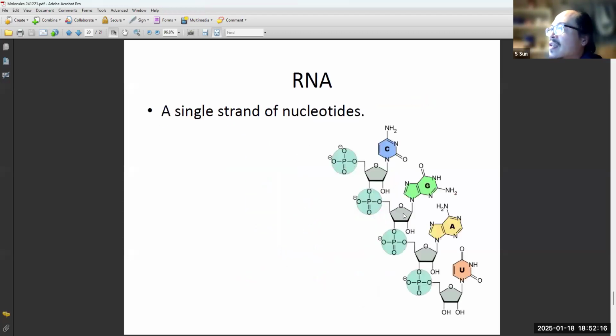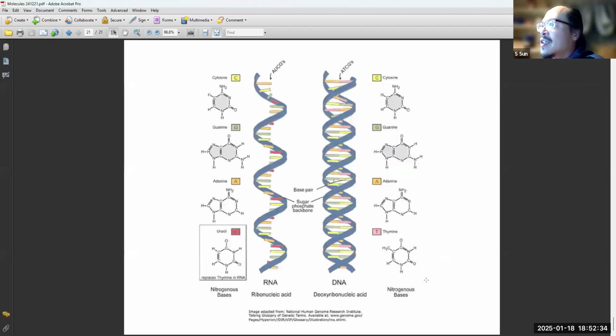This is the RNA. Again, you have nucleotides, nucleotides, nucleotides. You don't have two strings, you only have a single string. So that's the difference between DNA and RNA. Here is a summary of the difference between DNA and RNA. DNA is called deoxyribonucleic acid. It's a polymer. RNA is ribonucleic acid. It's a polymer.